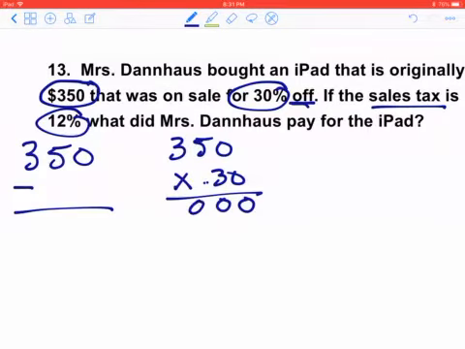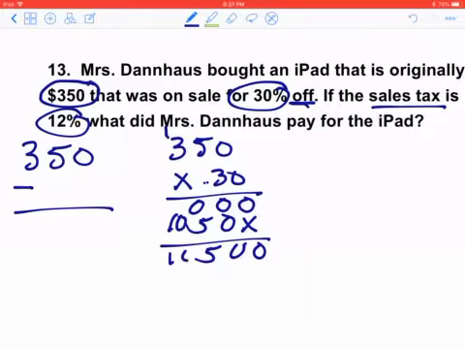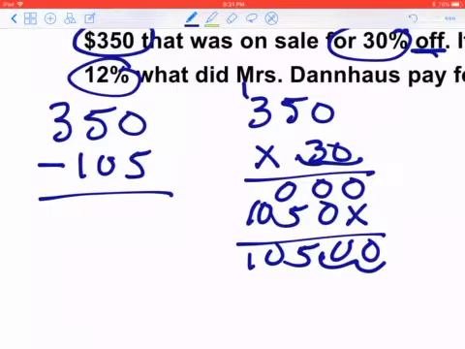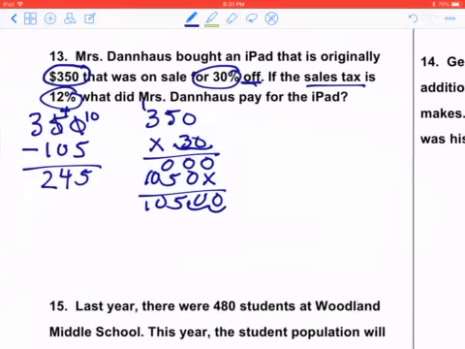0, 0, 0, 0, 15, 1, 9, and 1 is 10. So 0, 0, 5, 10, and we move it 1, 2, 1, 2. So we're going to discount it $105. So that's 10, because we got to borrow. So that becomes 5, 4, and 2. So now she's paying $245 for it.